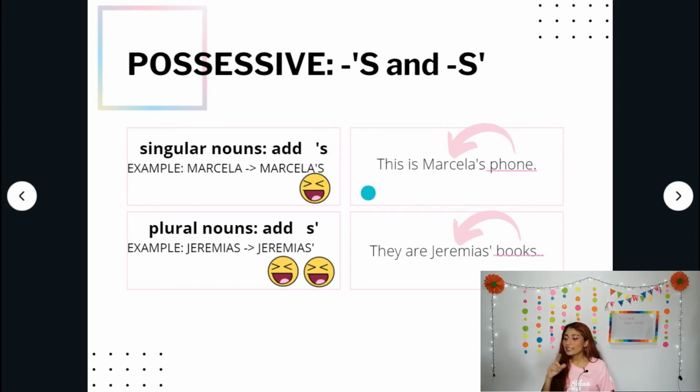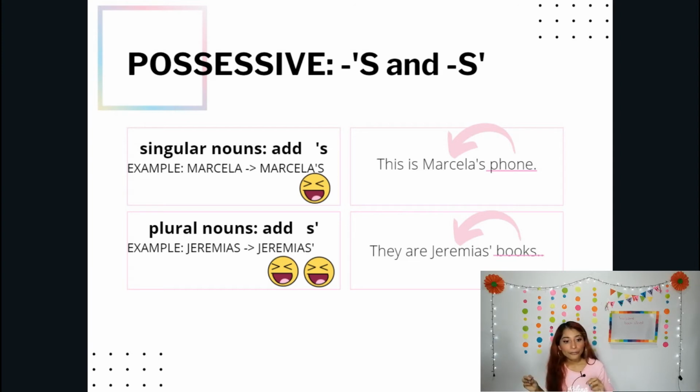And I will say, this is Marcela's phone. And I added this here, that means that the phone belongs to Marcela. Eso quiere decir, apostrophe s quiere decir que el celular que tenemos le pertenece a quién? A Marcela. Okay? And you can also say, this is Diego's notebook. Esta es la libreta de Diego. Or for example, we will say this is Aaron's bottle. Esta es la botella de Aarón, okay?